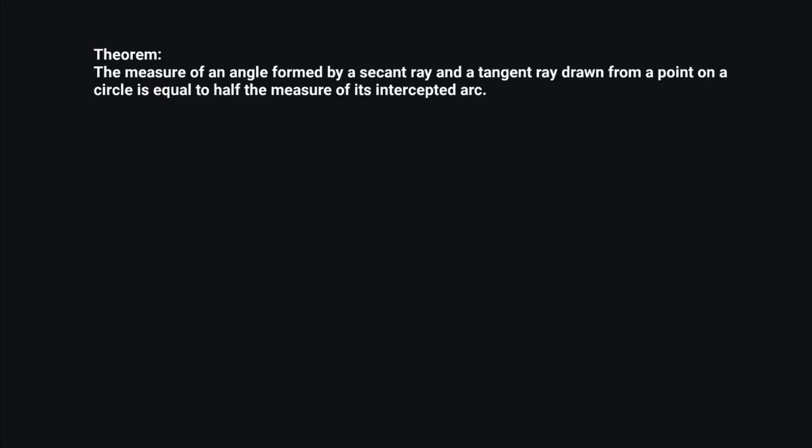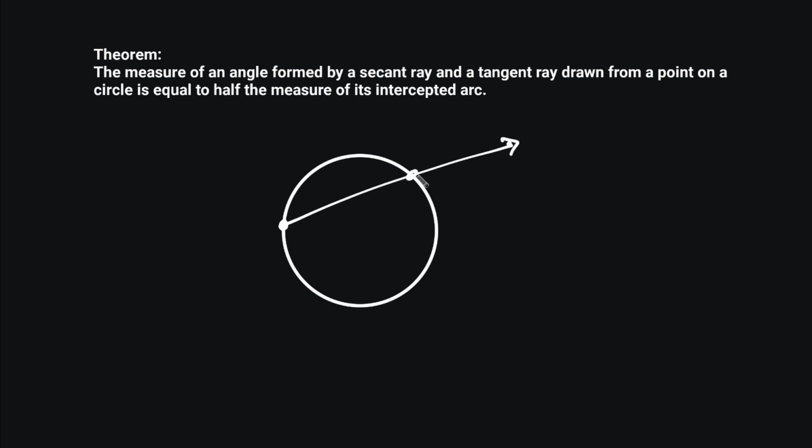Okay. We can define a couple things before talking about the next theorem. And those definitions are a secant ray and a tangent ray. A secant ray is basically a ray that lies on a secant line and contains both points of intersection within the circle. That means that if I have a circle and I have a ray that does this, that is a secant ray. Okay, that's it. That's basically the idea.